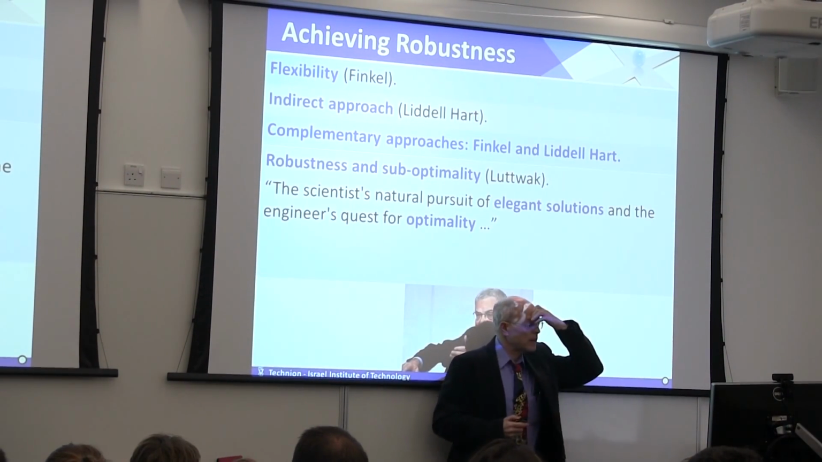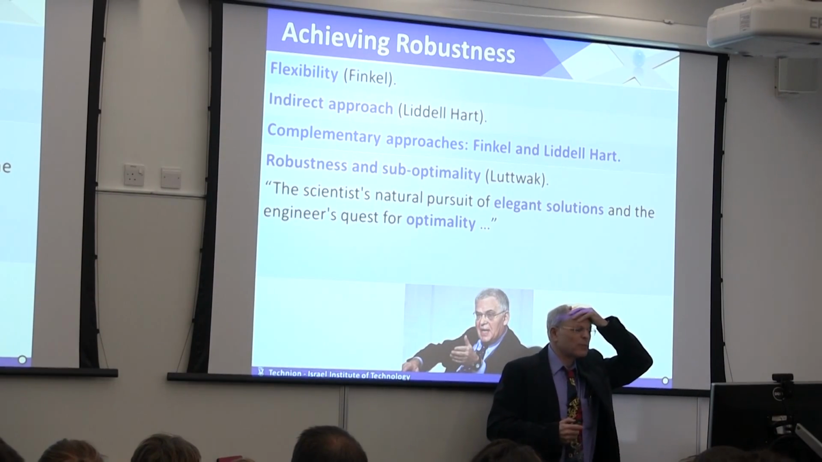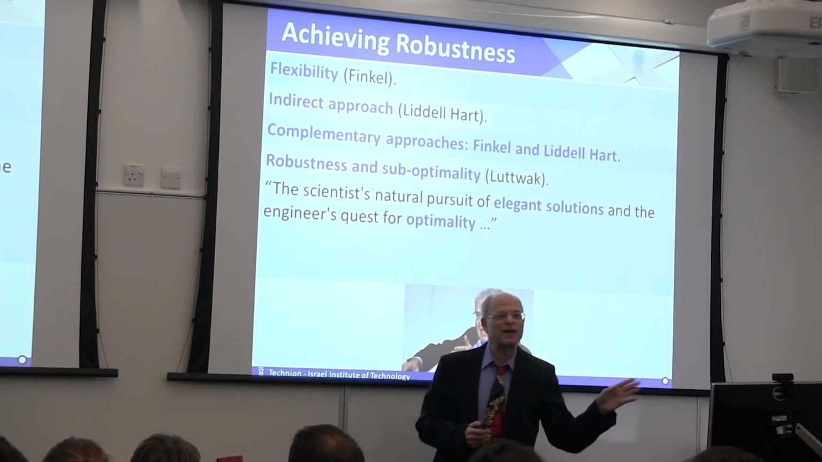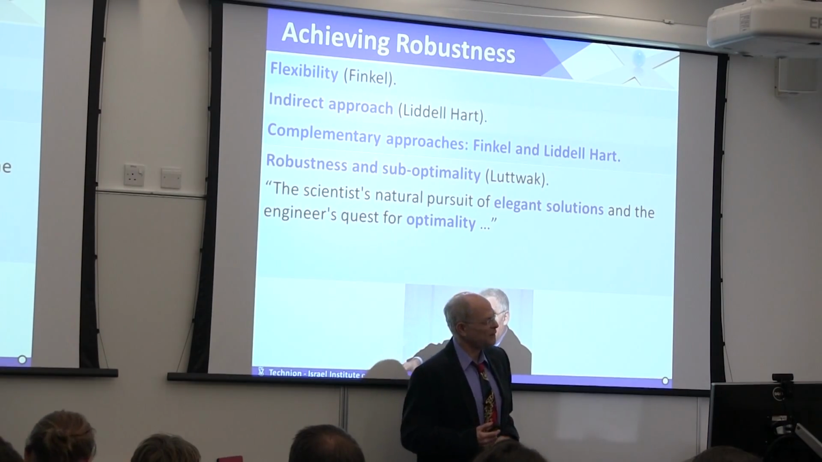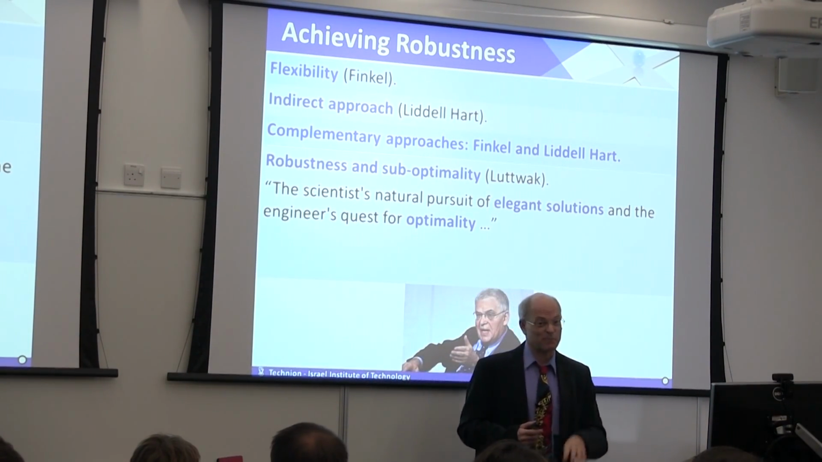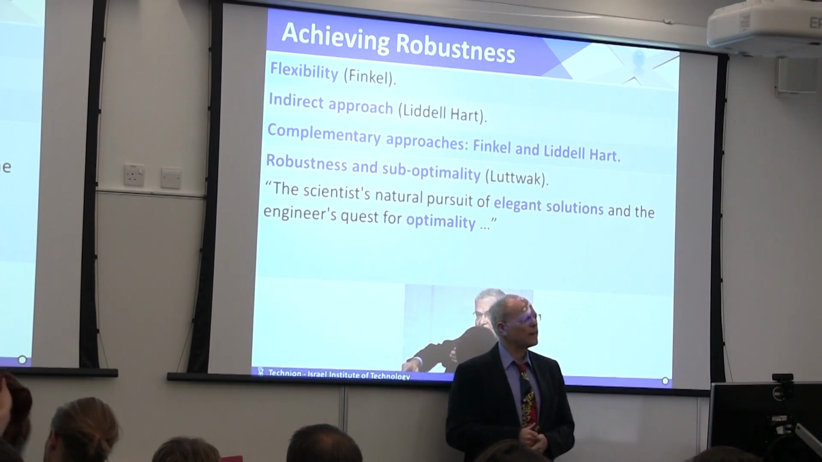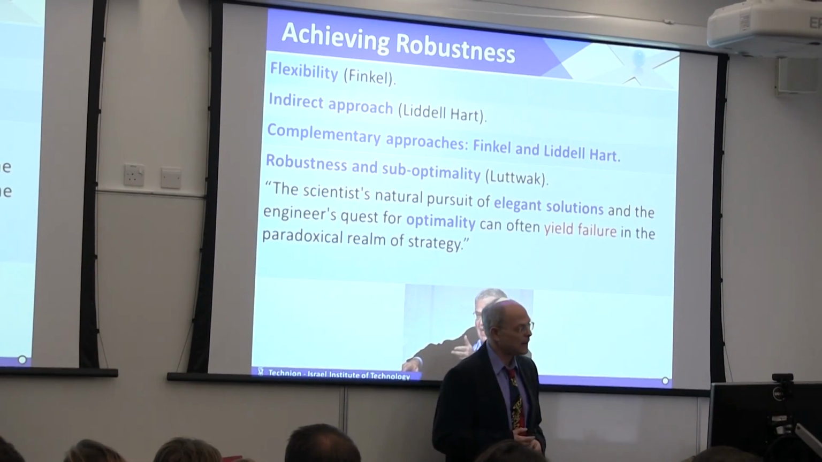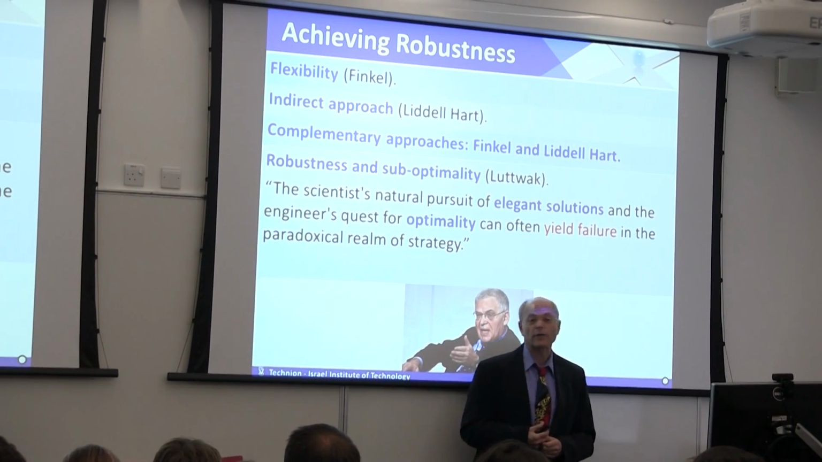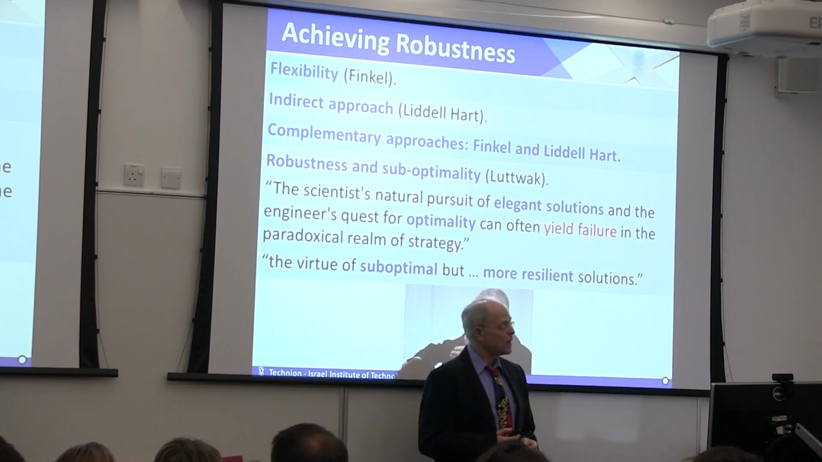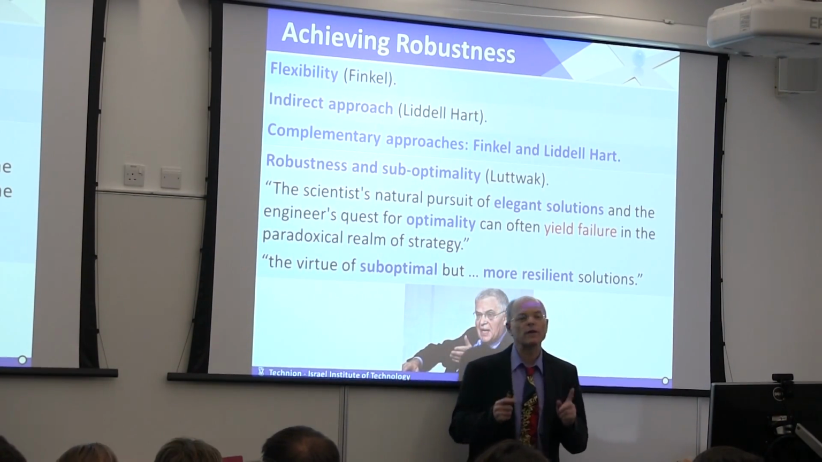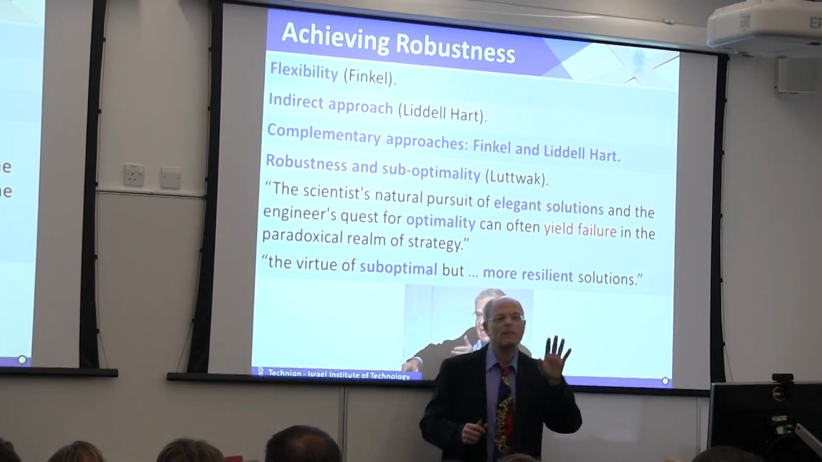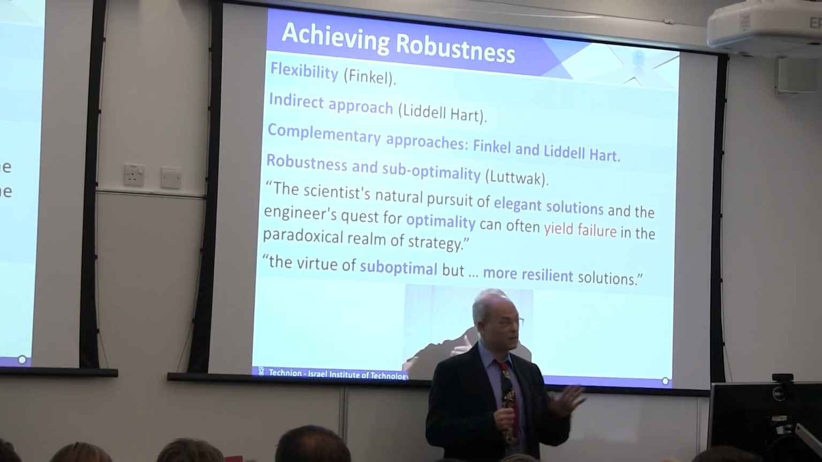And now a third strategic thinker, more geopolitical than strictly military, is Edward Luttwak, an American. I'm very fond of this because he starts out sounding like he's an admirer of the engineers. But wait, the night is young. The scientist's natural pursuit of elegant solutions and the engineer's quest for optimality, I mean, that sounds pretty good, right? Can often lead to failure in the paradoxical realm of strategy. The virtue of suboptimal but more resilient solutions is what is to be stressed in Luttwak's point. So Luttwak is saying explicitly, be suboptimal, which sounds like he's sort of a kook, but he's not.